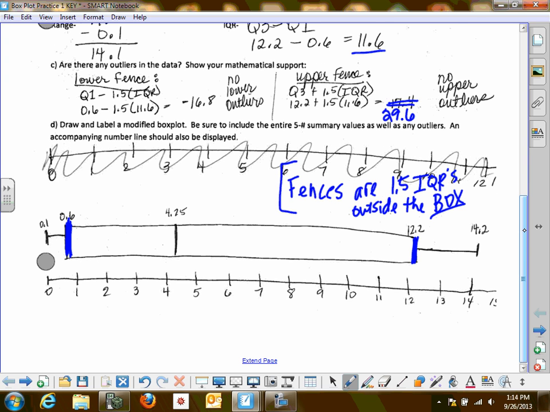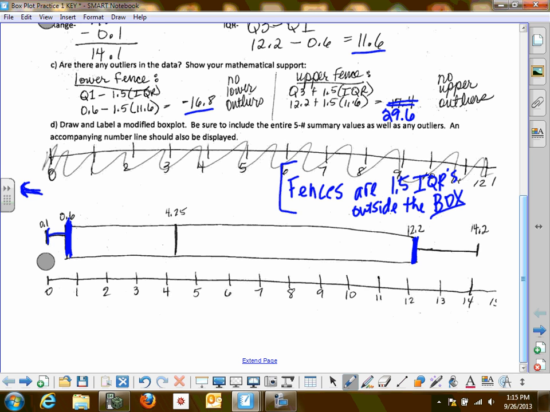That's the translation of what the formulas are doing. So you would just take Q1, which is the edge of the box, and subtract 1.5 IQRs, or you would take Q3 and add 1.5 IQRs. So this is not just a random formula to memorize. We are putting the fences 1.5 IQRs away from the middle 50% of the data. In this case, the lower fence ended up being at negative 16.8, which is way out there because our lowest piece of data is 0.1. So we have no lower outliers, and I just put my whisker to that 0.1.